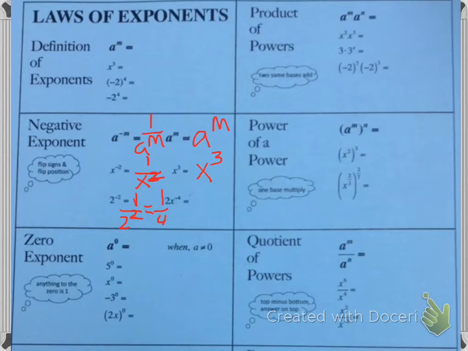the 2 has an exponent of 1. So you're not going to touch the 2 because the 2 has a positive exponent already. So the 2 is going to stay at the top. What has a negative exponent is the x. So the x you're going to bring to the bottom. It will become x to the positive 4th power.